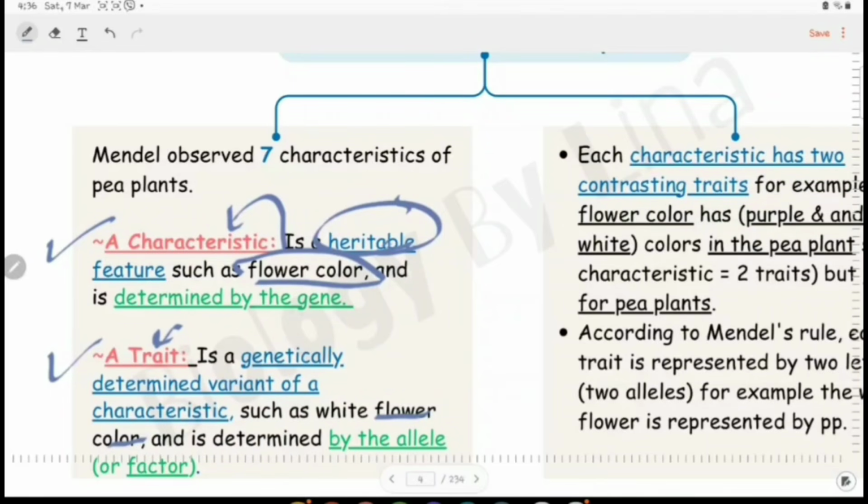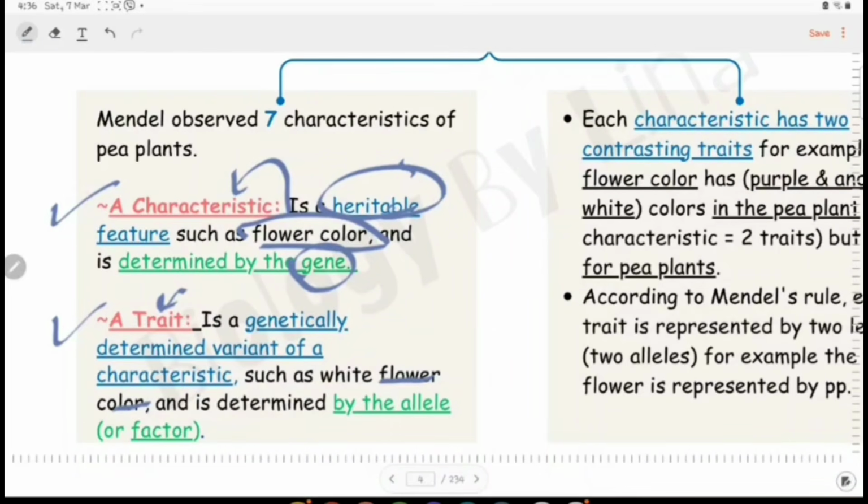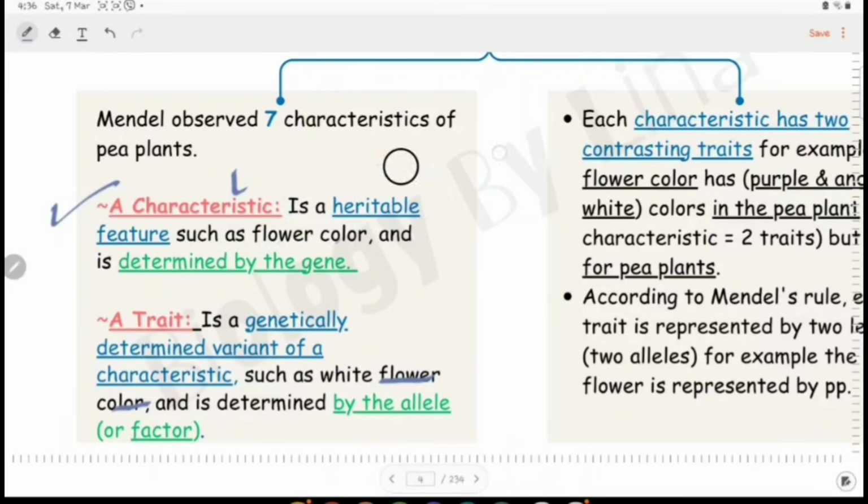The character is determined by what? It's determined by a gene, and we will talk about gene later. It's a segment on the DNA which is responsible for the character. What about the trait? When we said flower color, we said that we have purple and white. So purple and white are the traits. What do we mean by trait? Traits are the genetically determined variants, or we can say the 2 alternative forms of the character based on Mendel. For example, when we say purple or white, this is a trait.